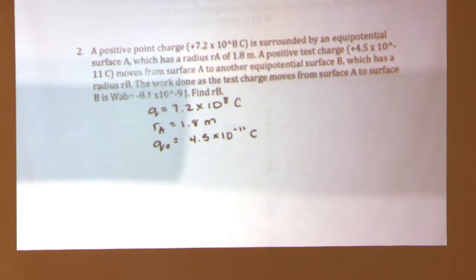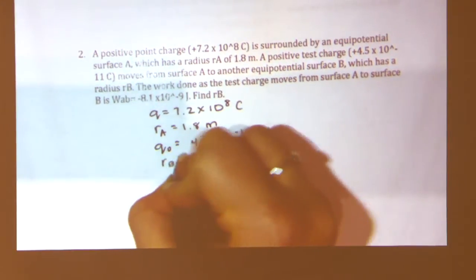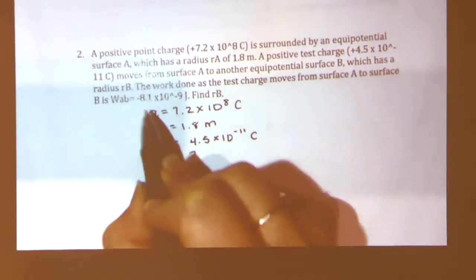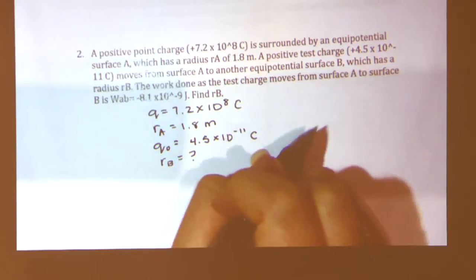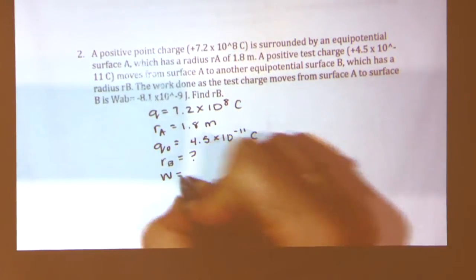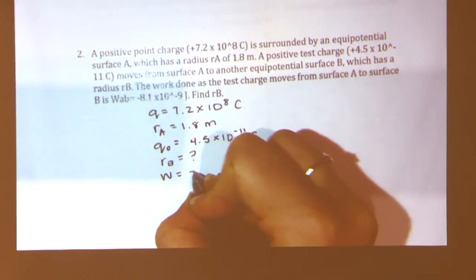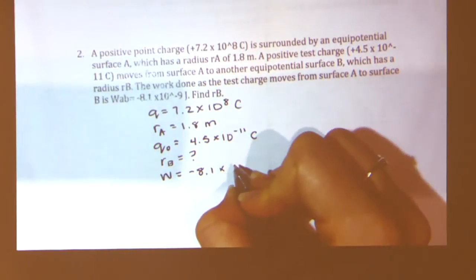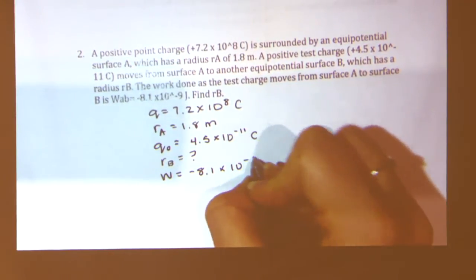Moved from surface A to surface B, which has a radius RB. So I think that's what we're going to end up solving for. So we don't know what RB is. And then it tells us the work done as the test charge moves from surface A to surface B. And they give us a work of negative 8.1 times 10 to the negative 9 joules.